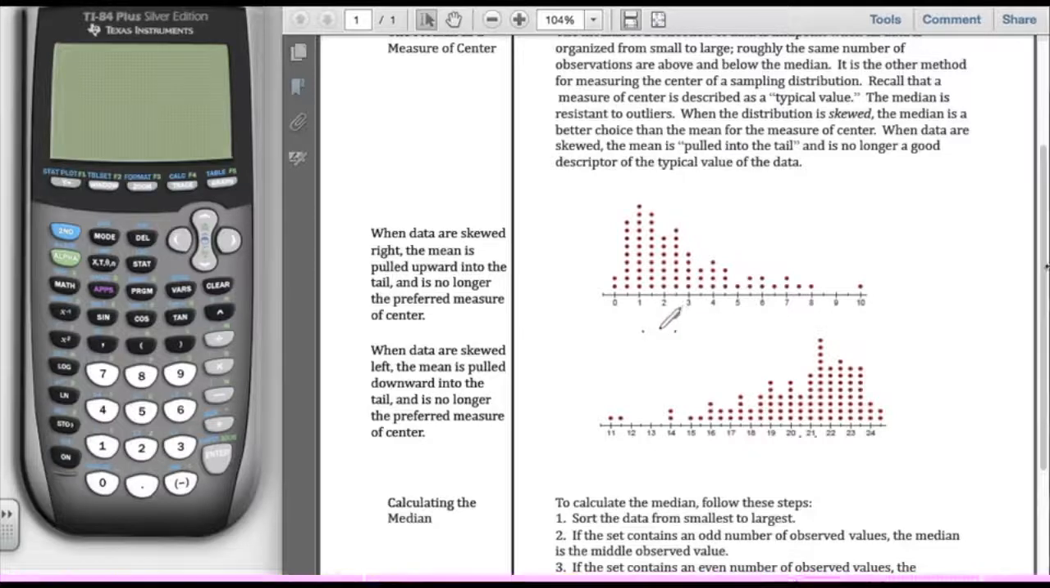So the median would be somewhere around 2 in this cluster of data. However, the mean may be a little bit higher at 3, and that's not where most of your values are. It's in that start of the tail in the skewed right graph.